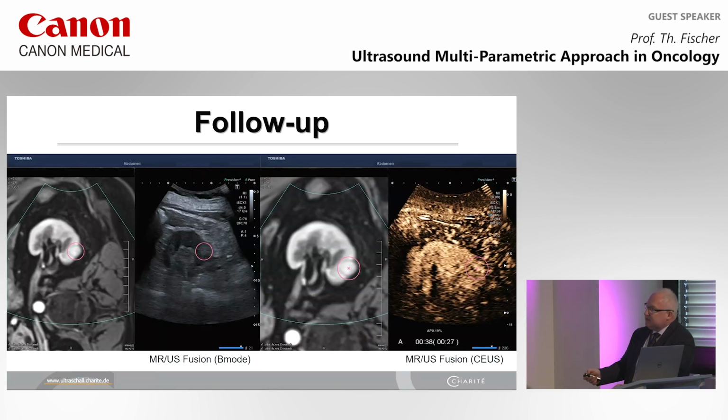Of course, we can use this technology also to follow up patients. This is a small renal cell carcinoma. And now we follow up the size, because this patient is 82 years old, so we don't do anything. We make only a watchful waiting strategy in that example. You see this highly vascularized lesion here, a very small one, and we have to wait. And this is also a possibility to get in touch with the image fusion stuff.